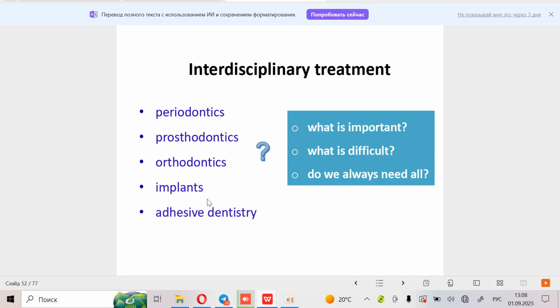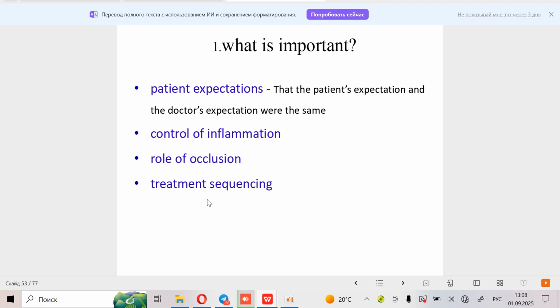Interdisciplinary treatment includes periodontics, prosthodontics, orthodontics, implants, and adhesive dentistry. It is very important to answer these questions: What is important? What is difficult? And do we also need all of it? What is important, of course, is that the patient's expectation and the doctor's expectation are the same.